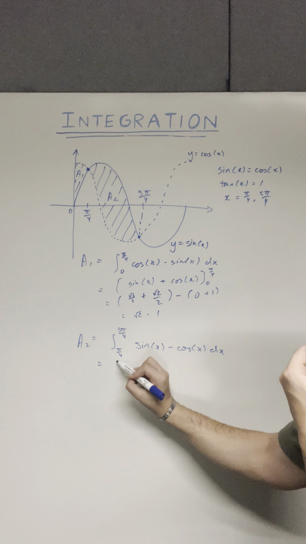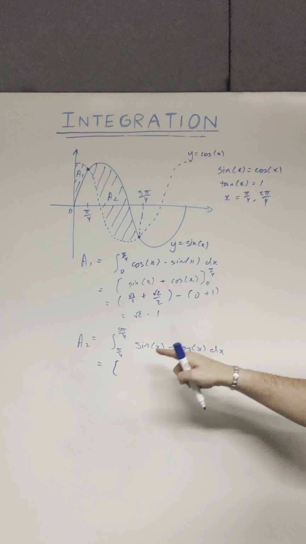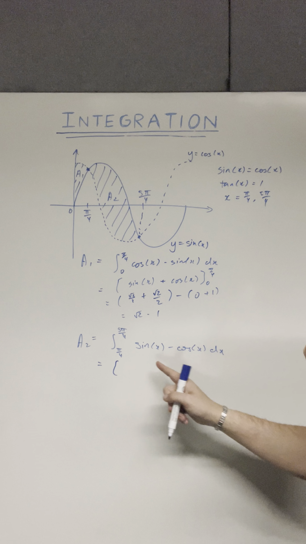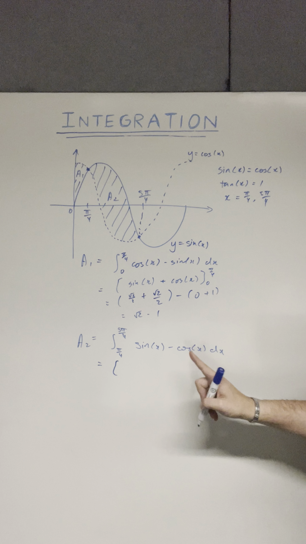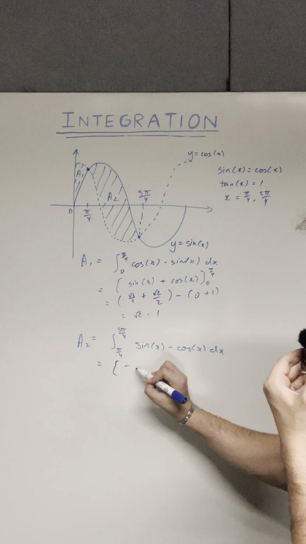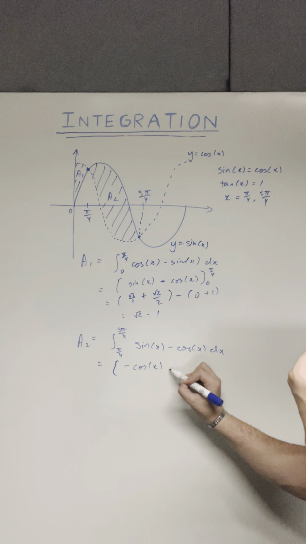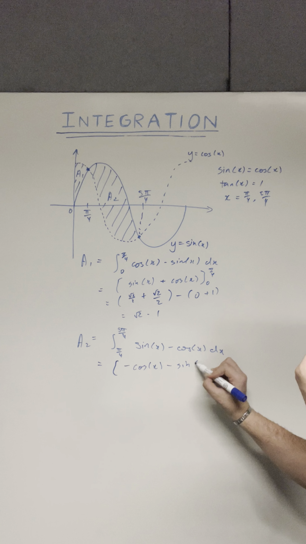Now, if I evaluate this, it's going to be very similar. I just have to take kind of like the negative of this, but I could just evaluate it again anyway. This ends up becoming negative cos. This ends up becoming positive sine. So it actually becomes negative cos of x minus sine of x.